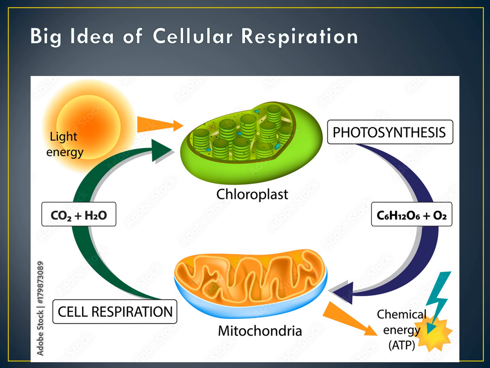So sunlight strikes the chloroplast, going to produce the photosynthesis. That photosynthesis is going to be the C6H12O6 and the oxygen that will enter into the mitochondria. Then cellular respiration will occur, and that will actually feed the chloroplast. So it is going back and forth, and those two organelles are working together to feed each other.